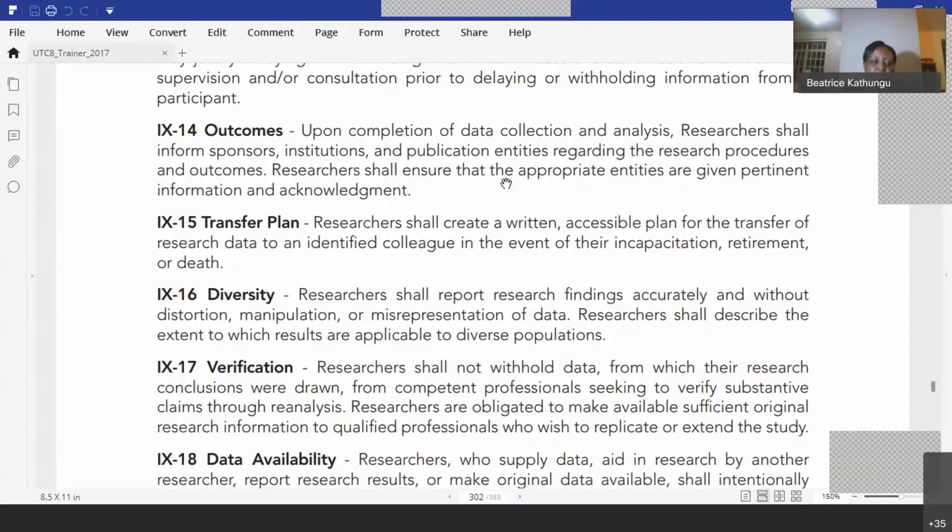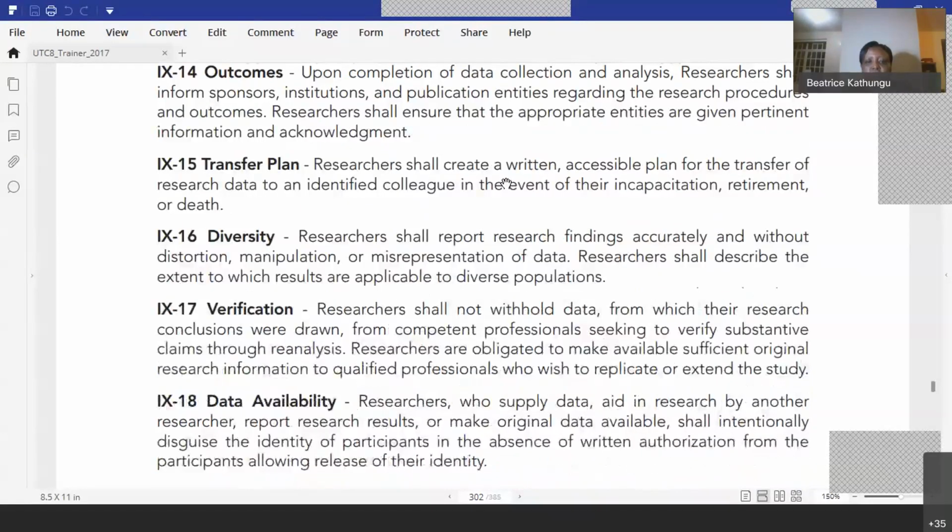Number 16 is about diversity. And I have been hearing a lot about diversity in all these principles. So this one is basically talking about how we should report our findings with accuracy and without distortion, and being considerate of the diverse populations that will look at our findings. That is what diversity is about here.